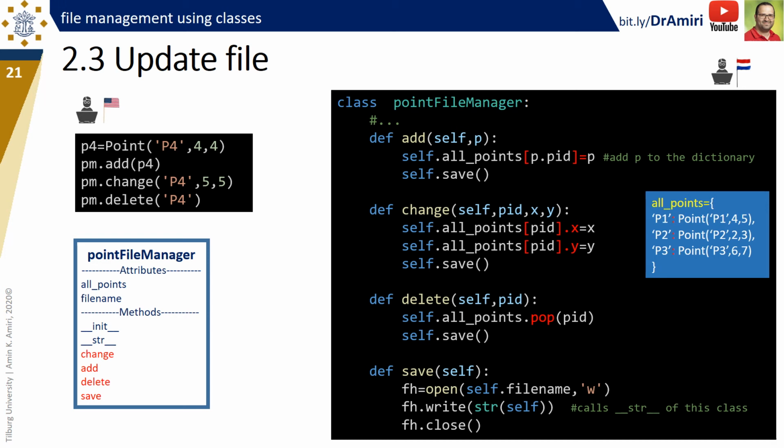So you see here, save opens the file in the write mode, and then we simply call the str method for this class, point file manager. If you remember the str method, we use it for printing and showing the content of the file to the user. We also use that to turn the dictionary into a string that follows the pattern of the file and write it in the file. And after that, you can simply close the file.